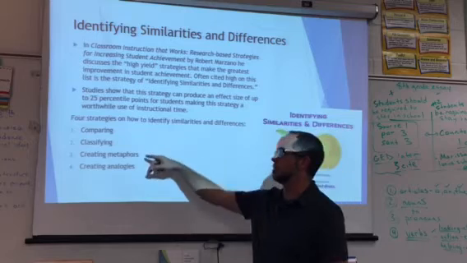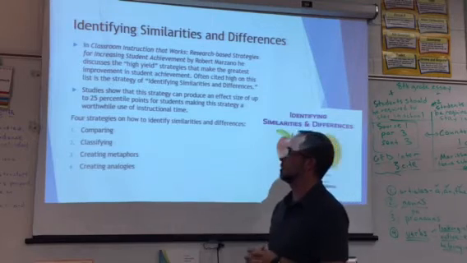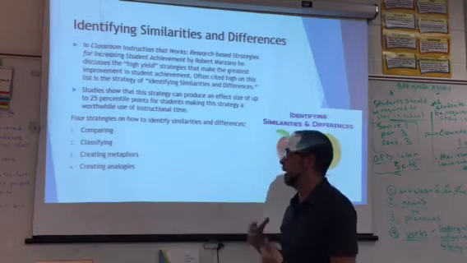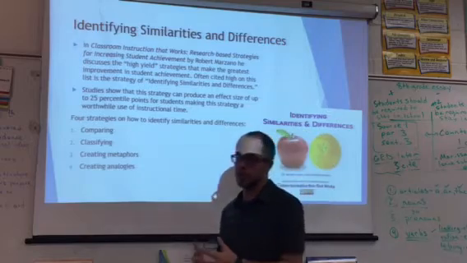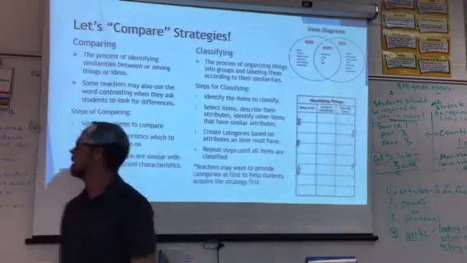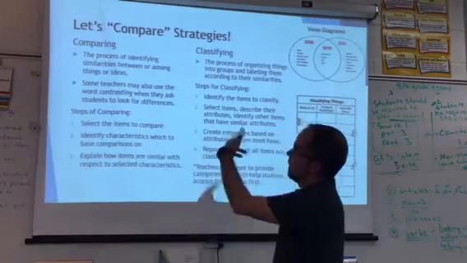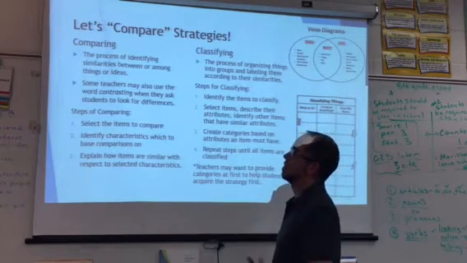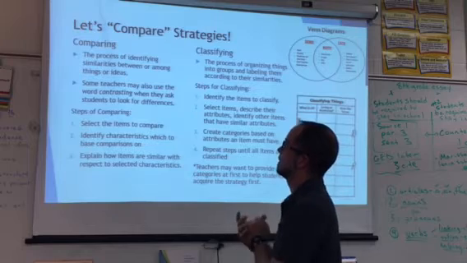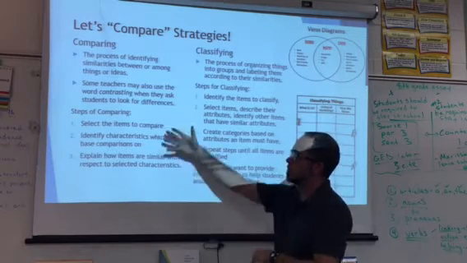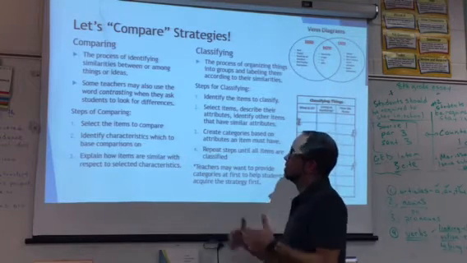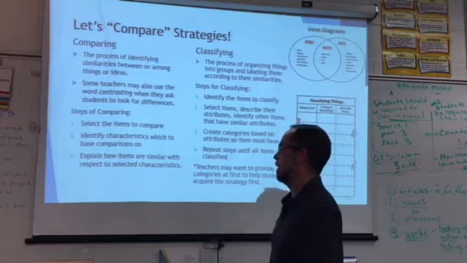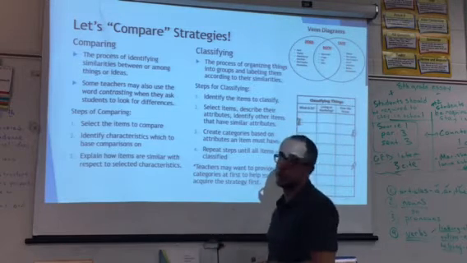The 4 different ways of using similarities and differences might include comparing, classifying, creating metaphors, and analogies. Let's compare strategies here. Okay, here we have comparing, right? It's the process of identifying similarities or differences between things and ideas. Here's some steps to how to do it. You select items, you identify the characteristics to compare, and then you explain how items are similar.